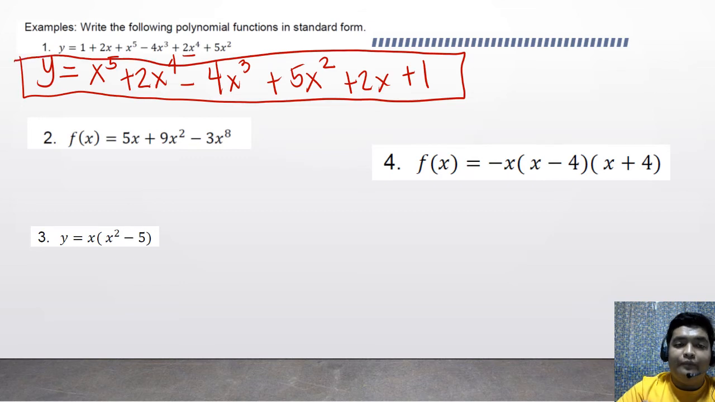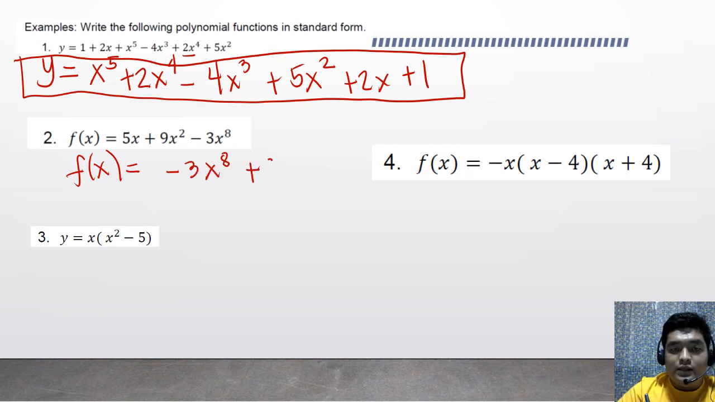Oh, sorry. Okay, so number 2, we have f of x equals, so we have negative 3x to the power of 8. That's the first term. Next is plus 9x squared.